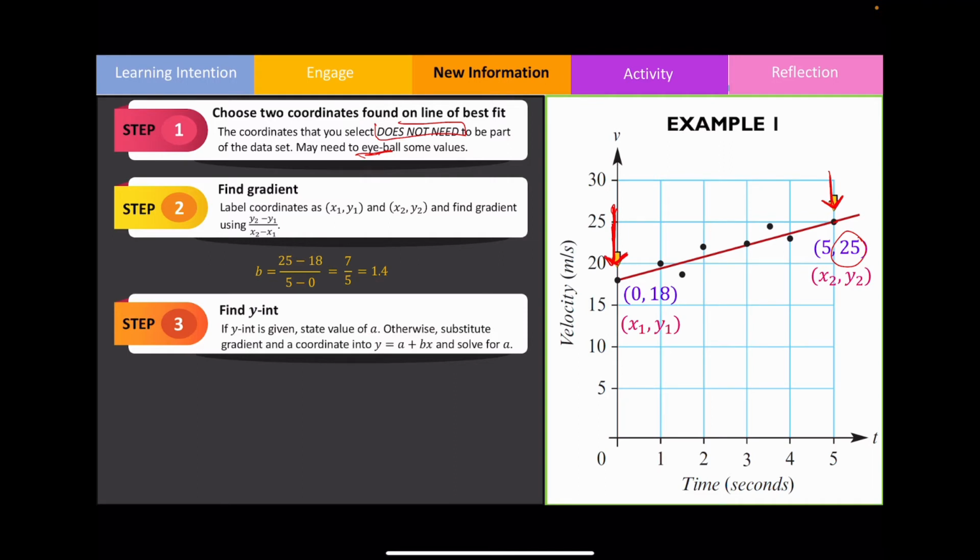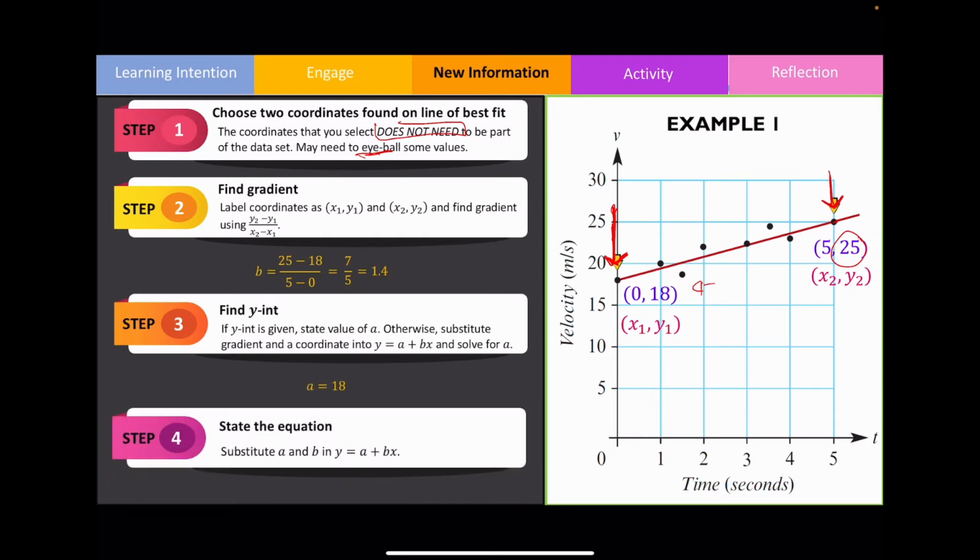Afterwards, I need to find out what is my y-intercept, what is my a value. Now, when you're trying to find the y-intercept, this can be really easy if the y-intercept is clearly given to you or shown to you, like in this example over here. But sometimes if the y-intercept is not actually shown or clear, you actually need to solve for it, okay? But in this case, since I know my a value is 18, I'm going to write a is equal to 18, and therefore the very last step is actually going to be writing down my equation now.